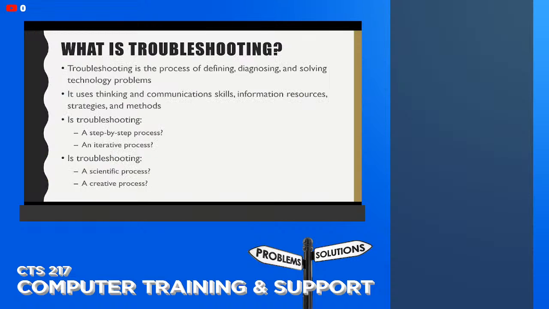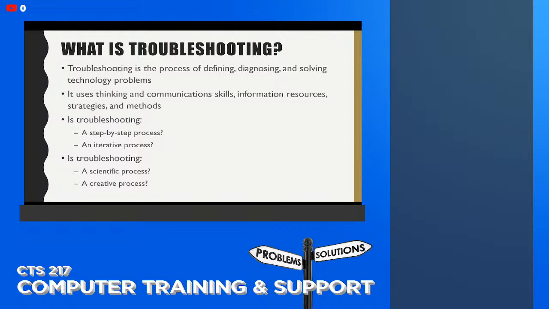So before we get into how we troubleshoot, I think it's a good thing to just examine what troubleshooting is in general. When we're talking about troubleshooting, we're talking about a process of defining, diagnosing, and solving technology problems. And I think the key word here is process, right? We want something that we can standardize as we're facing problems.